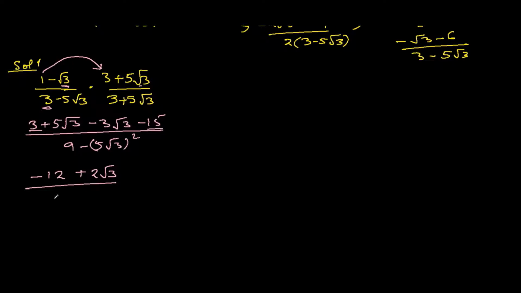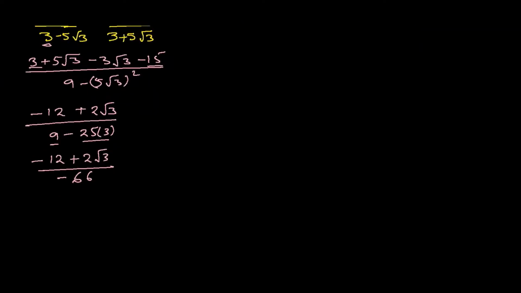Okay, and this becomes 9 minus 5 square is 25, just like the way we did earlier, and square root 3 square will be a complete 3. So it becomes minus 12 plus 2 square root 3 over 9 minus 75, minus 66. So let's simplify this further. Since all of them have 2, we can cancel this out. Minus 6 and 33, and 2 is gone. So if we separate the numerators, it will become minus.